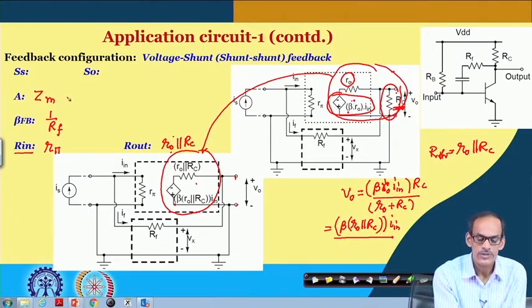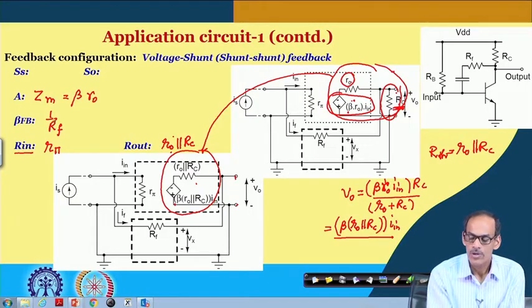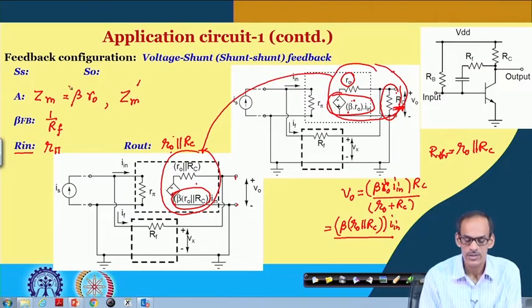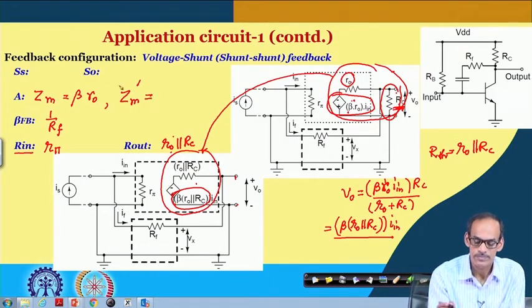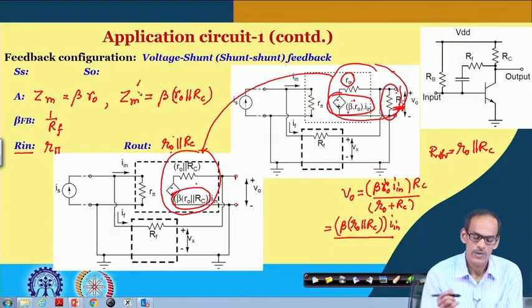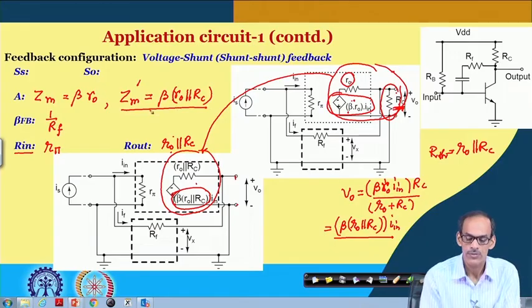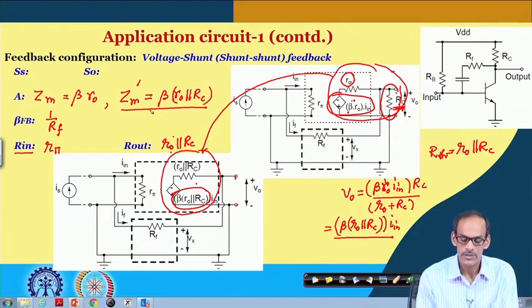In this model it was beta into R o, but once we take this R c within the circuit, then the corresponding Z m, or we can say Z m dashed, which is the load affected Z m, is equal to beta into R o in parallel with R c. So, that is the A, the forward amplifier gain considering the load.